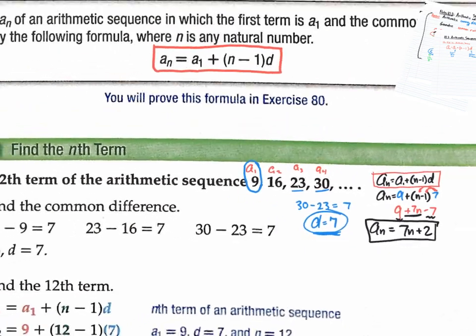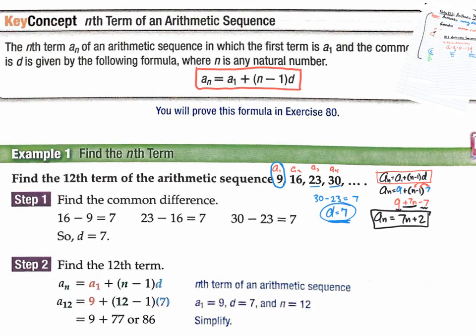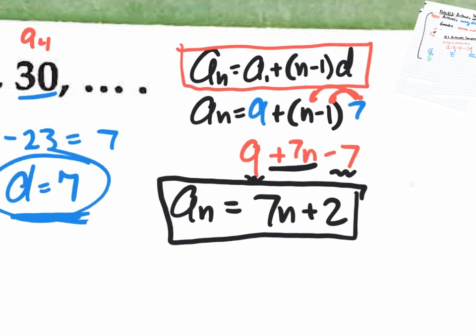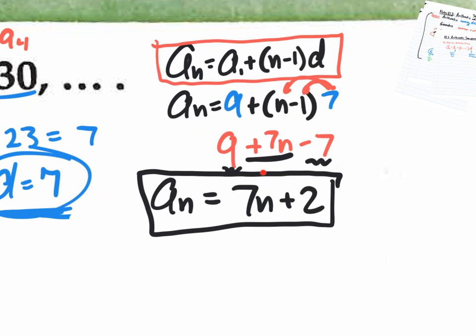What does it say right here on the original question? It says, find the 12th term. So what does that mean? They want you to find not a sub 1, not a sub 2, not a sub 3. They want you to find a sub 12. So if you already have this machine right here, you could actually find a sub 12 by plugging it in. Let me do the 12 in a different color.